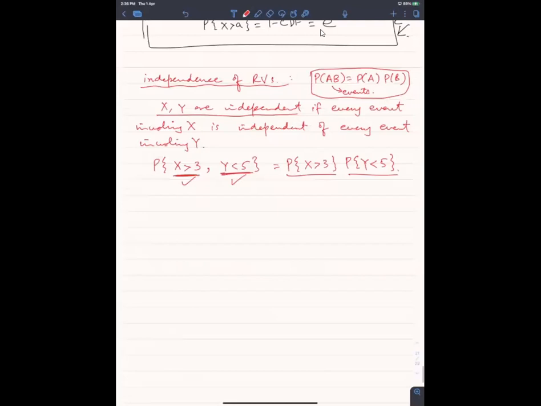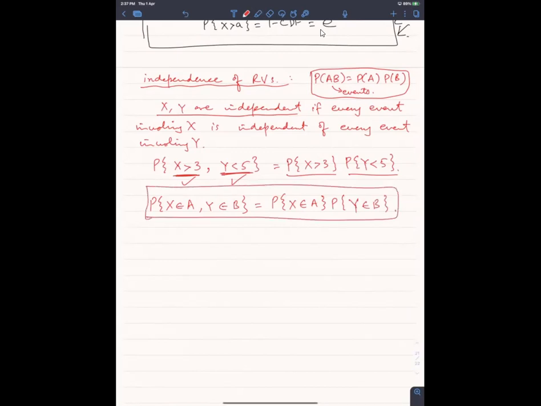In general, probability x belonging to A, y belonging to B, and by the way, this definition holds in both the continuous and discrete cases, can be written as probability of x belonging to A times probability of y belonging to B. Okay, if I can write this for every A and every B, then x and y are independent. So what is the implication of this?